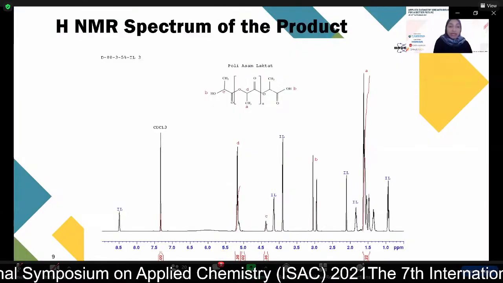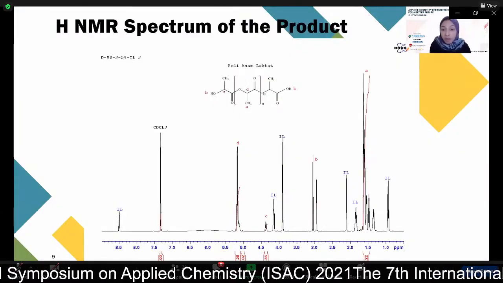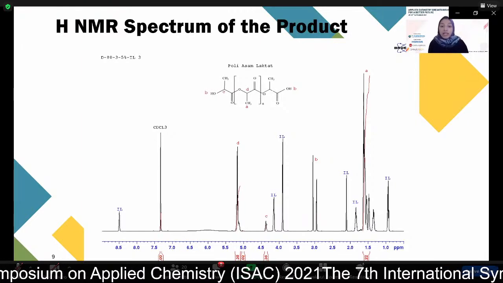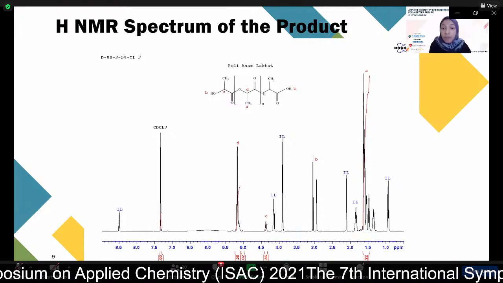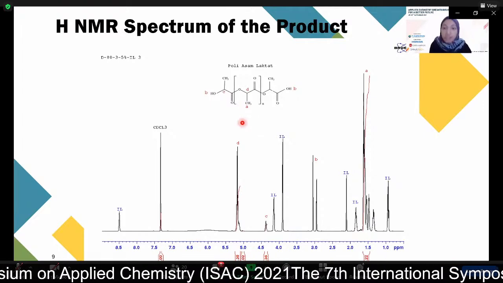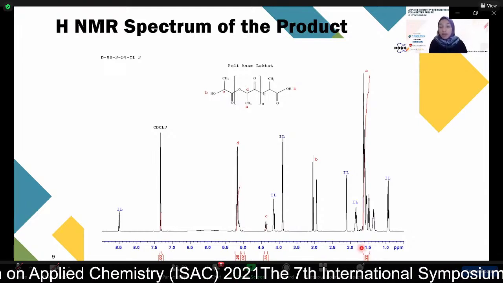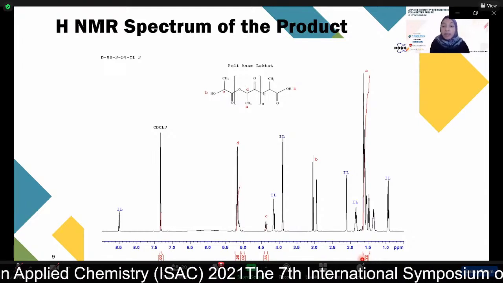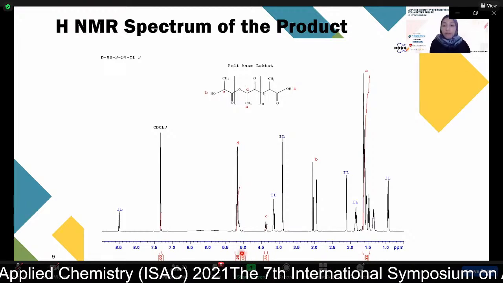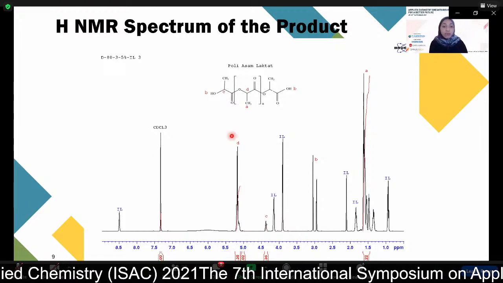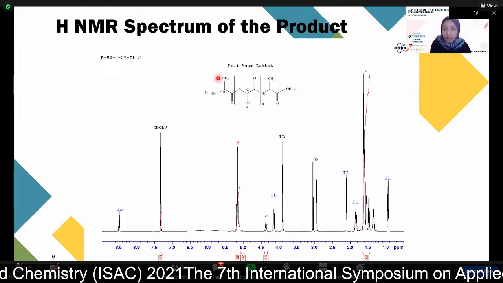So, this is the NMR spectrum of the product obtained in 4 days. The spectrum showed the signal for methyl proton resonance at 1.46 to 1.61 ppm, and the methine proton resonance at 5.14 to 5.21 ppm. The signals belong to the repeating unit of the PLA.